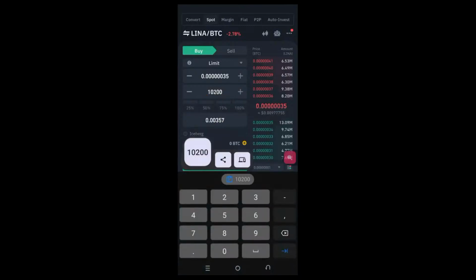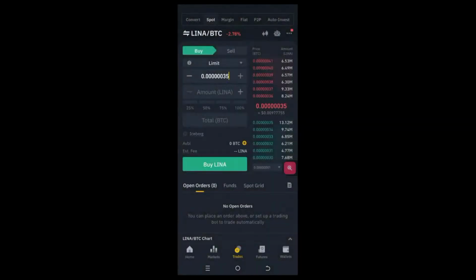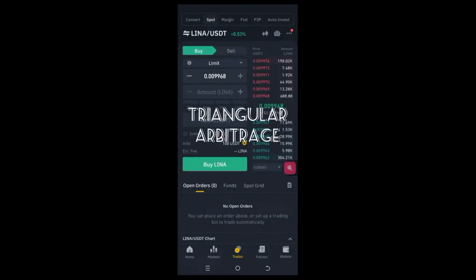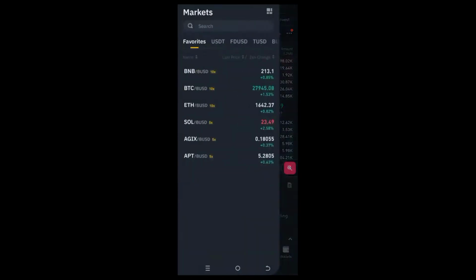Let's copy that and quickly go and see how much this will give us in Lena USDT. I hope this is going to work. By the way, this is triangular arbitrage. So I'm just going to put this in here and see. Oh, $1.67. Not bad at all. 1.67%. Let's go.